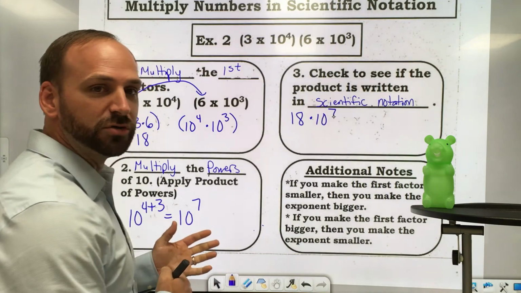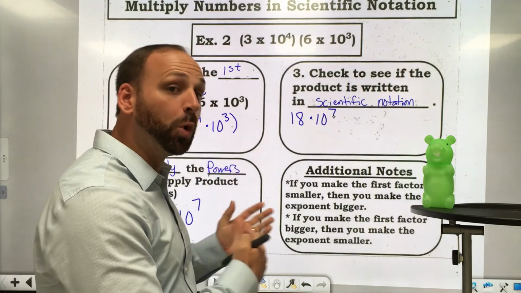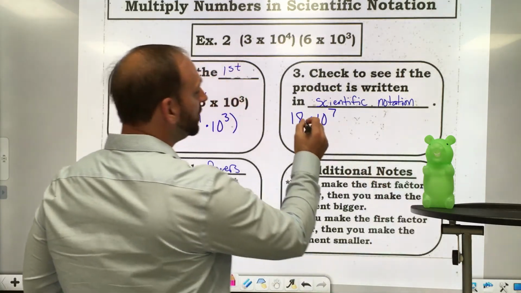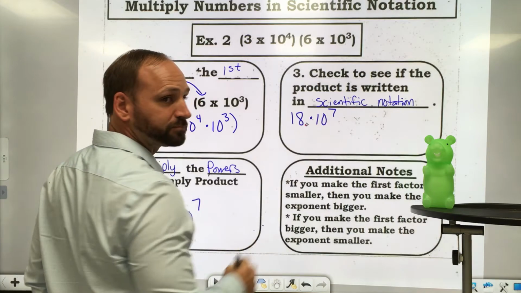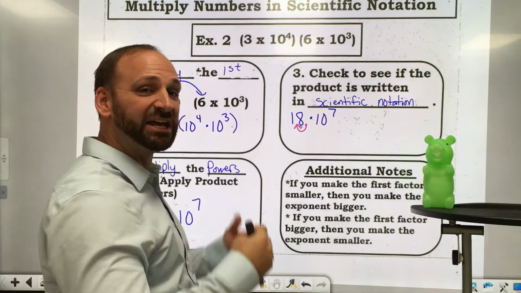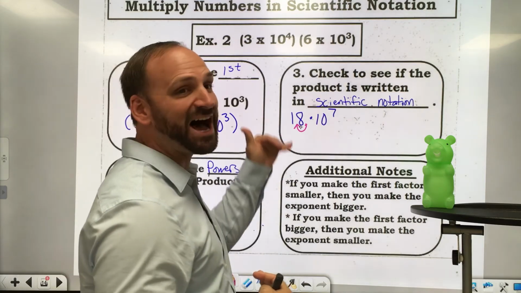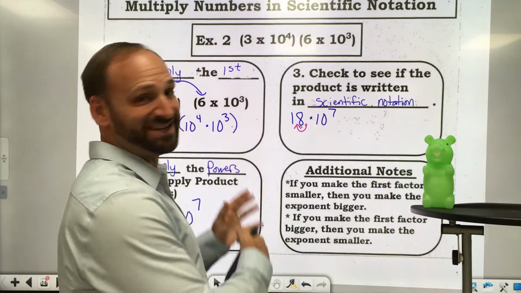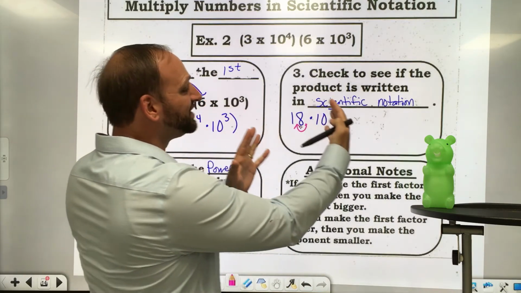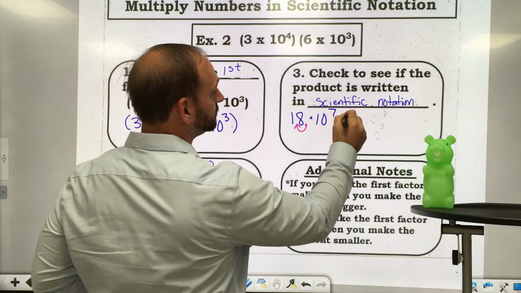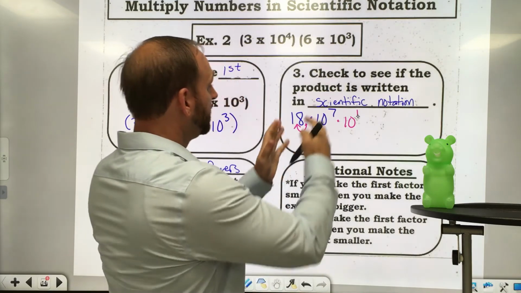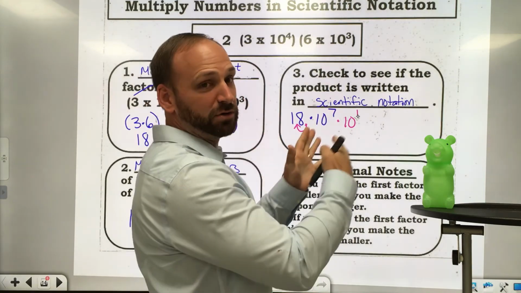So what we need to do is move our decimal or divide by 10 here to create a number that is between 1 and 10. So right now my decimal is here to the right of the 8. I'm going to move it one place to the left. And mathematically what I'm doing here is I'm dividing 18 by 10. Okay? Now if I divide 18 by 10, I need to balance that out with my second factor. And technically what I'm doing is I'm multiplying that second factor by a power of 10.